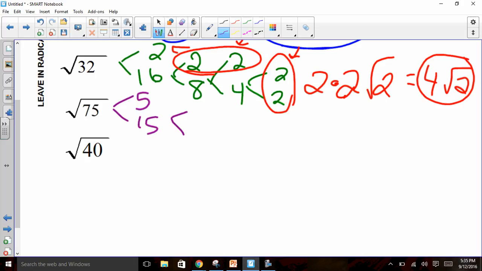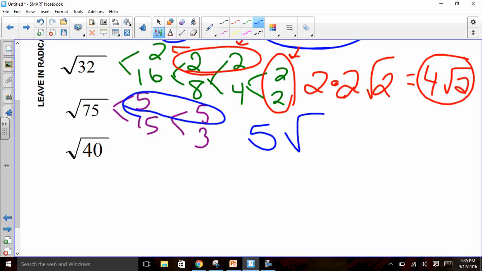Let's break up this 15. 15 is equal to 5 times 3. Well, 5 can't be broken down, and neither can 3. But if you notice, I have a pair of 5s, don't I? I got 2 of them. So that means that I can take out one of them and then leave that 3 underneath the square root sign.